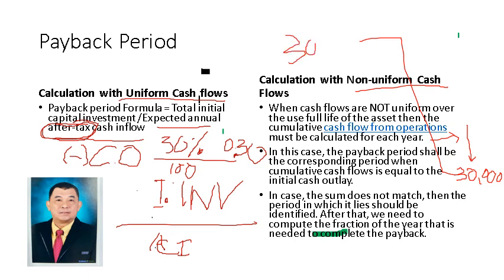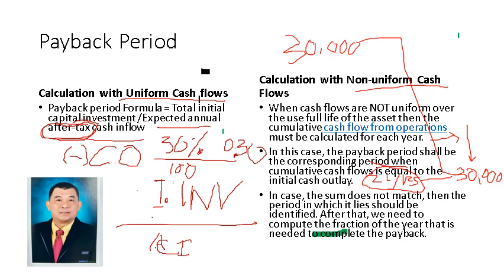So it is already equal, meaning to say you already somehow recovered your initial investment. Therefore, that corresponding 30,000, let's say in 2 years' time, you already have a payback. That is what is meant.